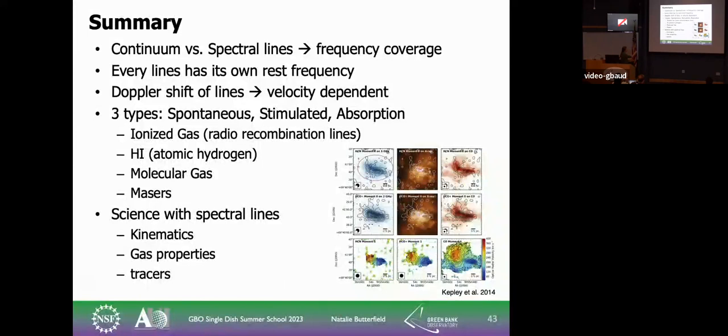There's three main types of emission that we covered: spontaneous, stimulated, and then absorption. And then there's lots of different types of emission that you can get: ionized gas, HI, molecular gas, masers. And then we briefly went over some of the science that we can do with spectral lines.